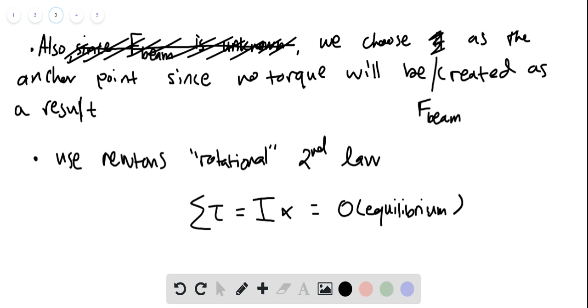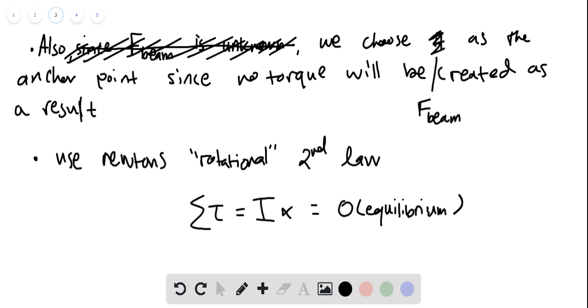So we choose the force from the beam as the anchor point, since no torque will be created as a result. To have a torque, you need to have a force acting at some distance. So if we choose the point where the beam force is as our anchor point, where it's going to be rotating about, there can't be any distance. The distance is 0, so we essentially nullify the need for that force at all.